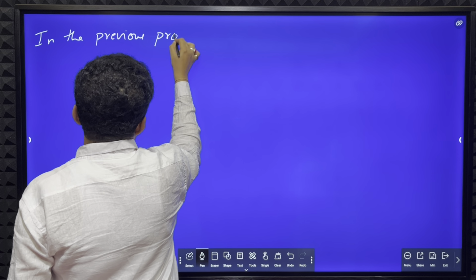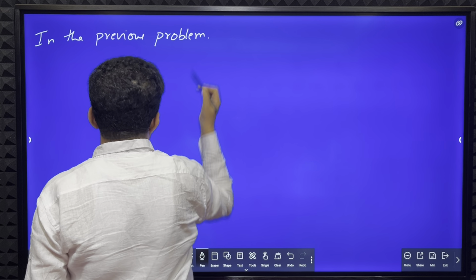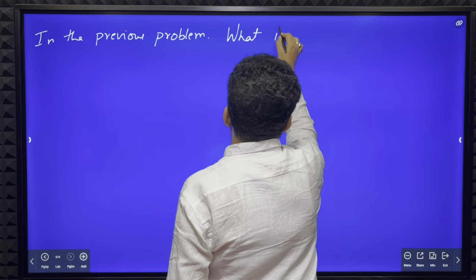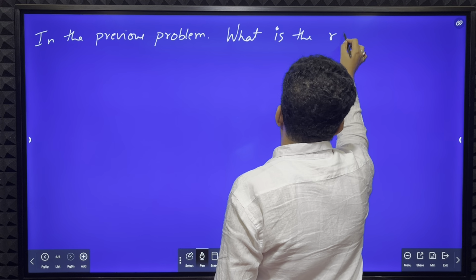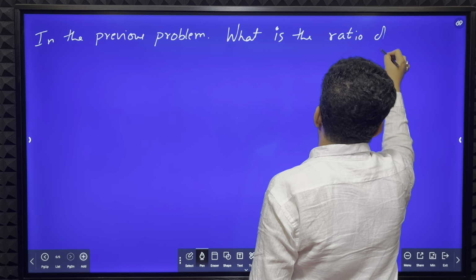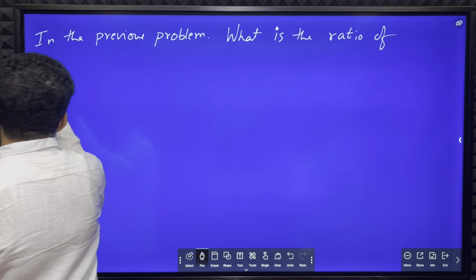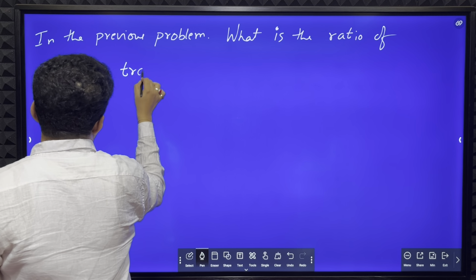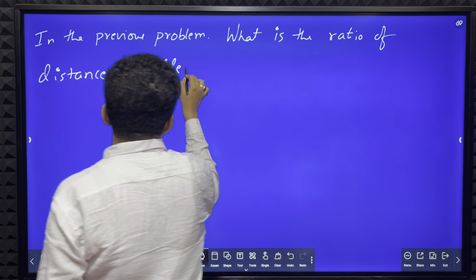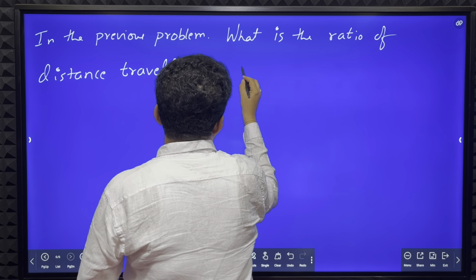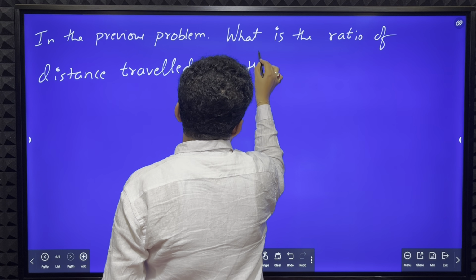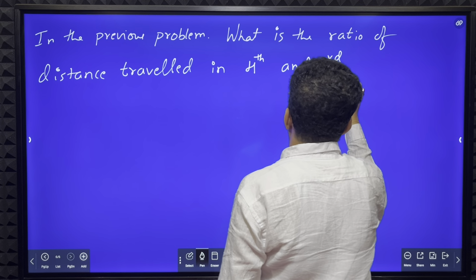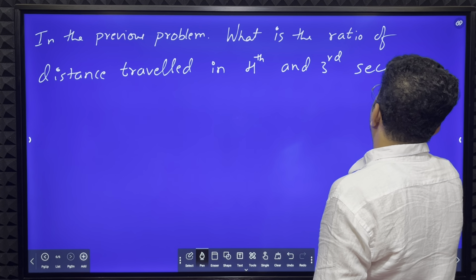In the previous problem, what is the ratio of distance traveled in the fourth and third second? What is the ratio of distance traveled in the fourth and third second?